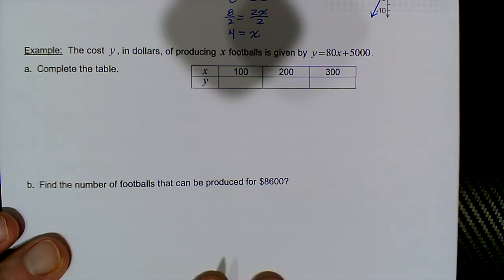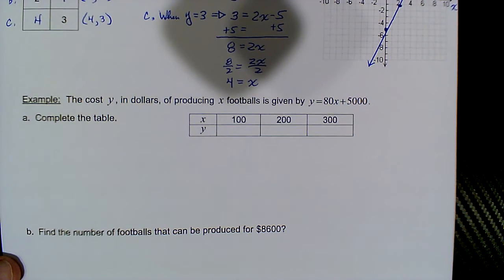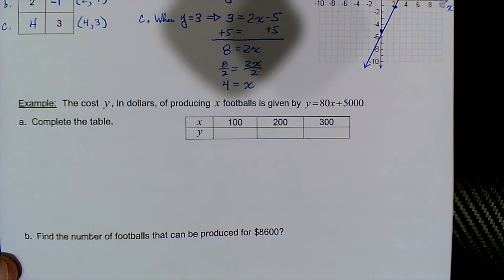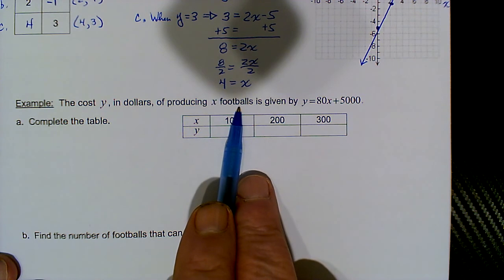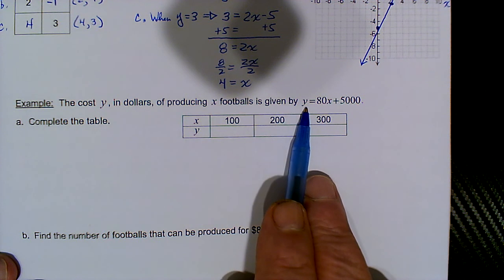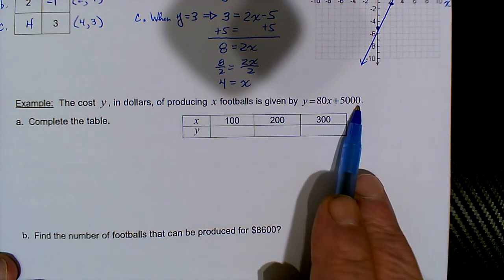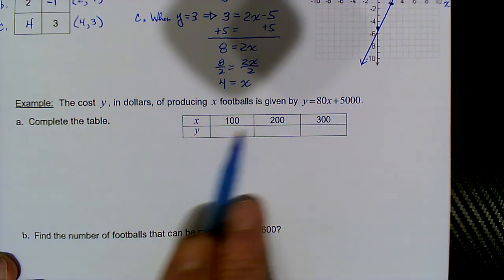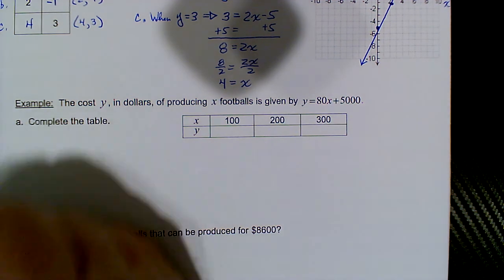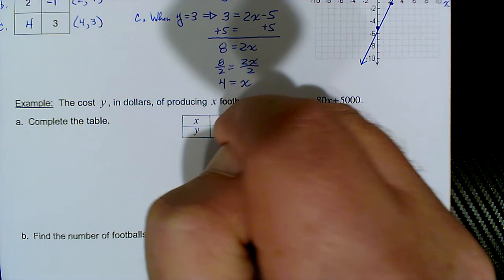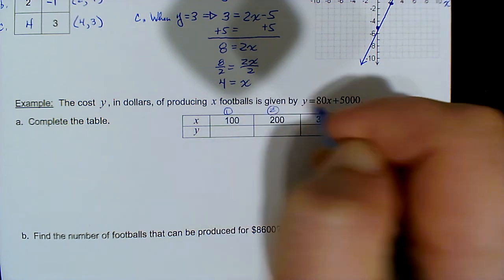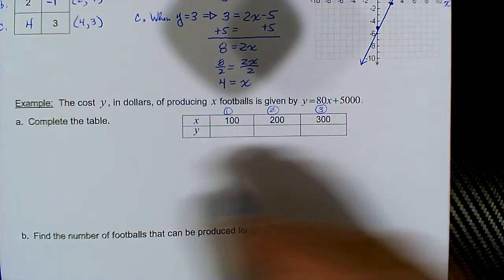Okay, so here's a quick word problem, an example of why we're doing what we're doing. Let's suppose that the cost y in dollars of producing x footballs, so x is the number of footballs produced, is given by this equation, y equals 80x plus 5,000. So we want to complete the table. So there's really 3 parts to this. Well, since that's labeled A, I'll label these as 1, 2, and 3.